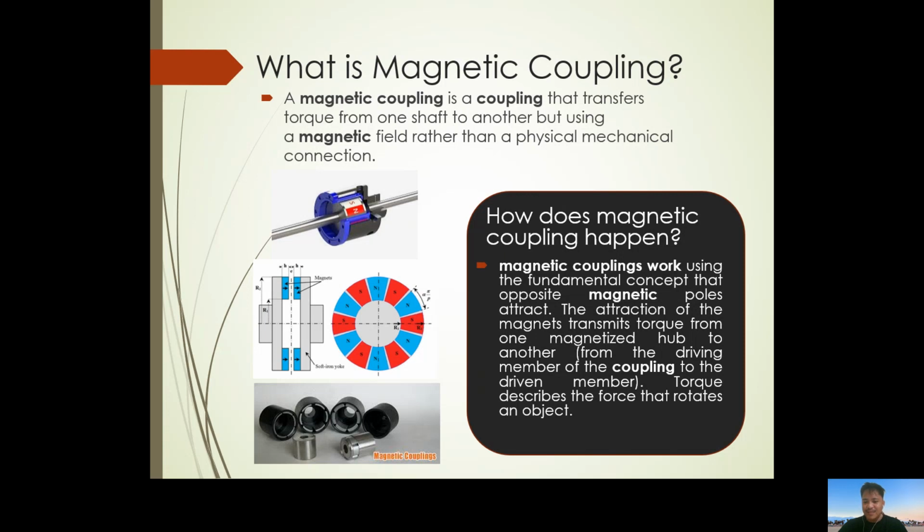So how does magnetic coupling happen? The attraction of the magnets transmits torque from one magnetized hub to another, from the driving member of the coupling to the driven member. Torque describes the force that rotates an object. So it transfers torque, but not by means of a physical connection; no physical contact happens. That is what magnetic coupling is.